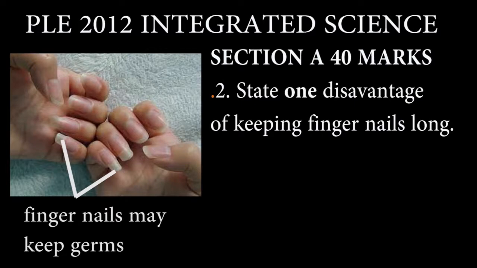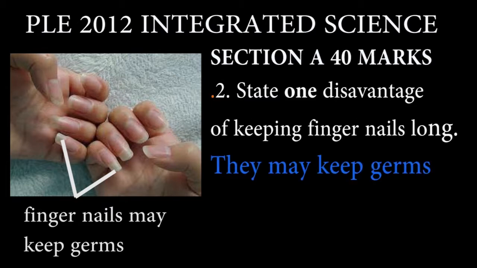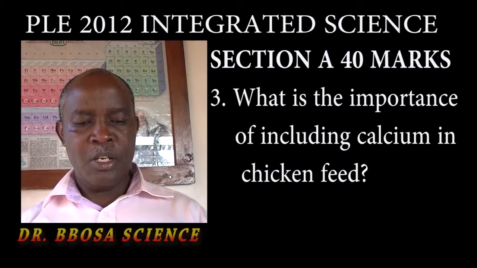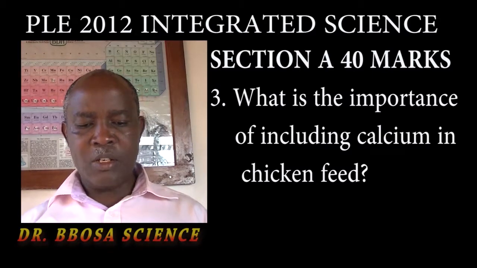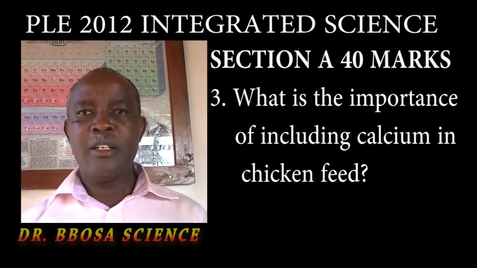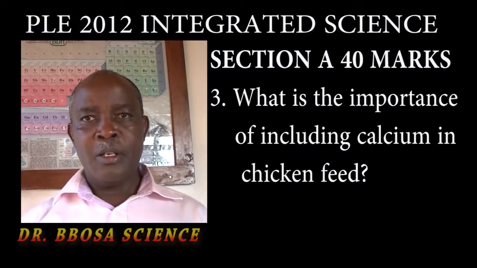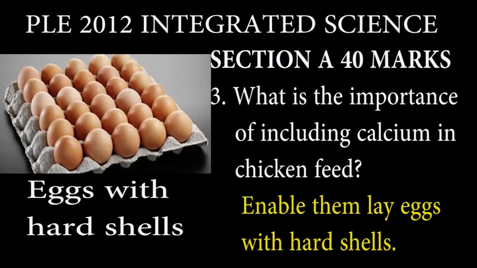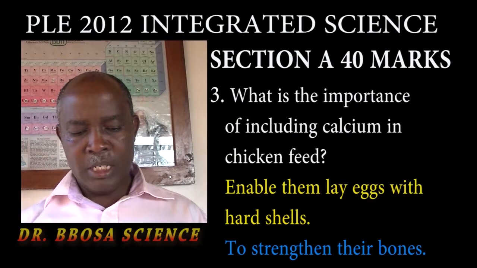2. State one disadvantage of keeping fingernails long. They may keep germs. Number 3. What is the importance of including calcium in chicken feed? To enable them to lay hard eggs and to strengthen their bones.